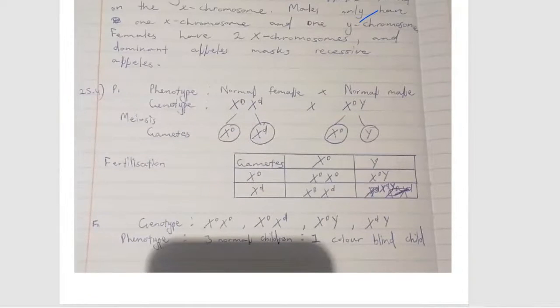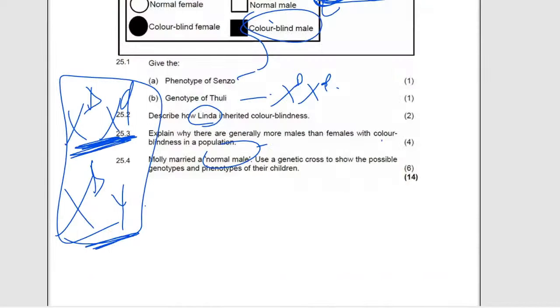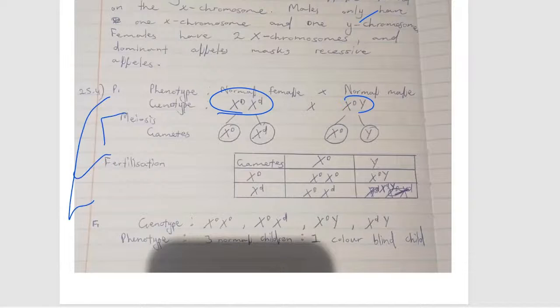Let's find out. Is it the same? Heterozygous. Cool. And then homozygous, and then dominant. Give a mark there. Meiosis, fertilization. Give a mark there. Normal female, normal male. Correct. Correct. Correct.